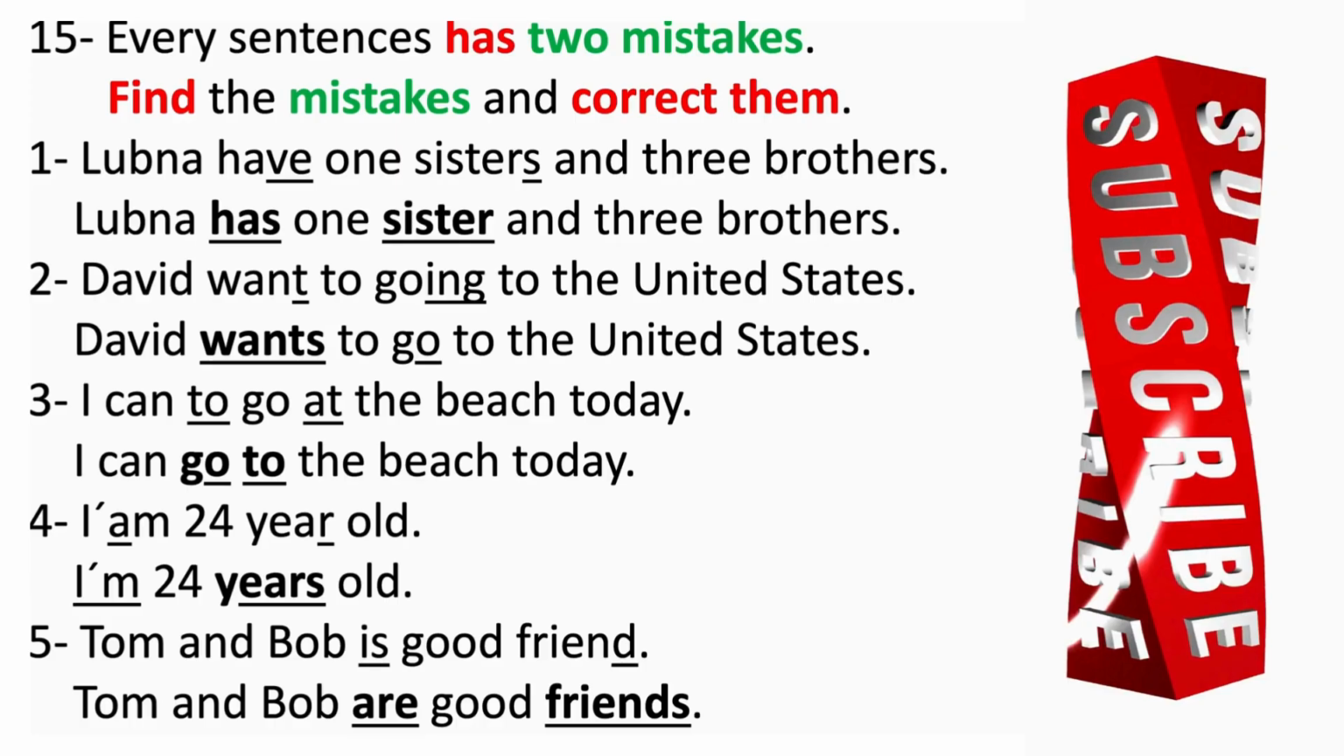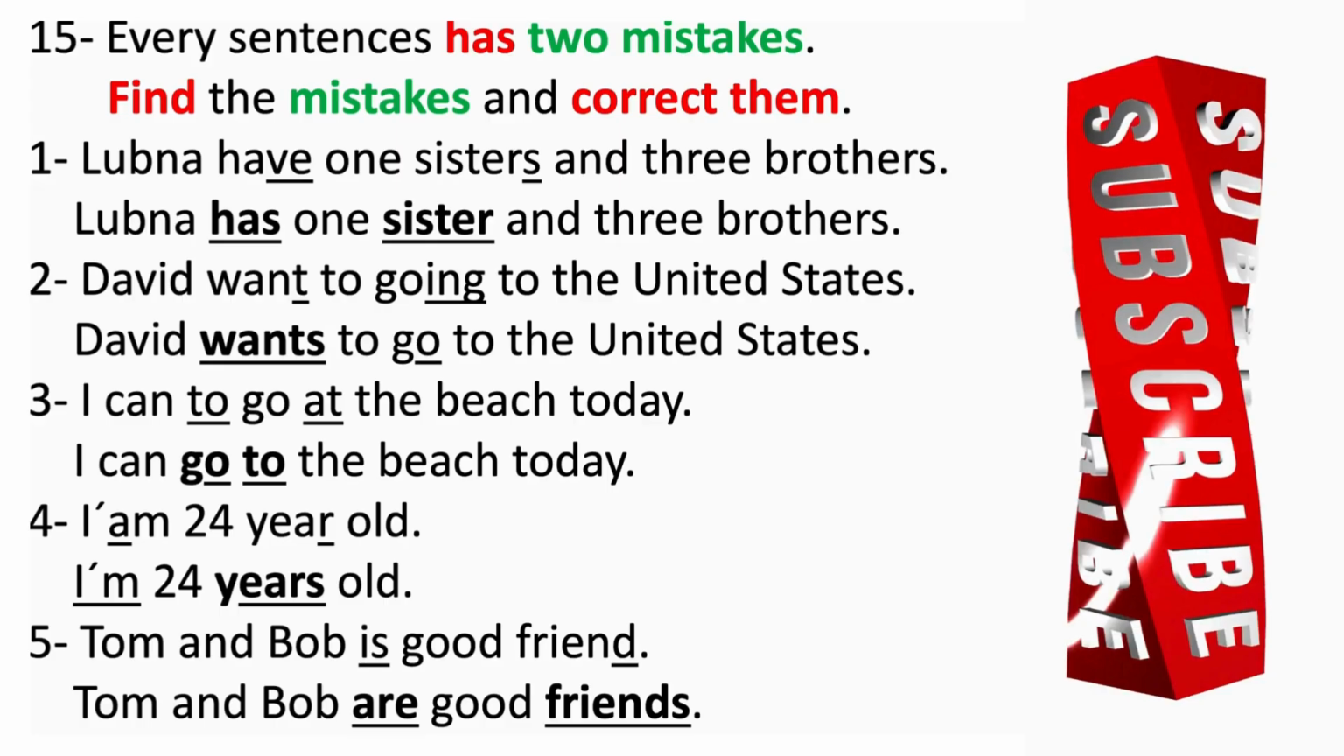Number 4: I am 24 year old. So when we have the apostrophe, we don't write a. So I am 24 years old. Not year old, years old.